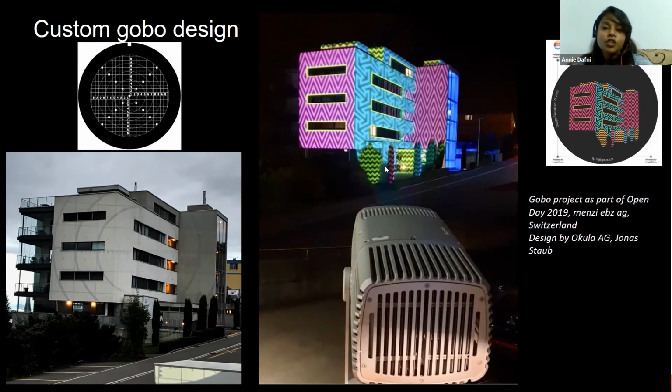So this image that you're seeing in the center is an actual image which was used on the launch day of the Menzies AG building in Switzerland, and just one fixture of the Exterior Projection 1000 was enough. And if you look very closely, you see that each of these trees is also highlighted, so the gobo projection can be that precise if you're using a custom gobo design.